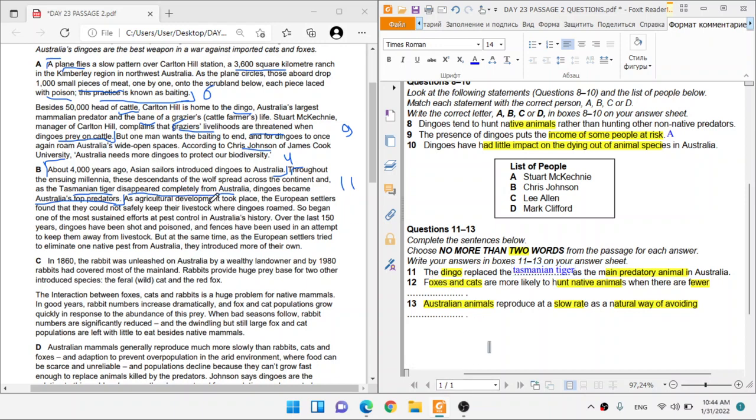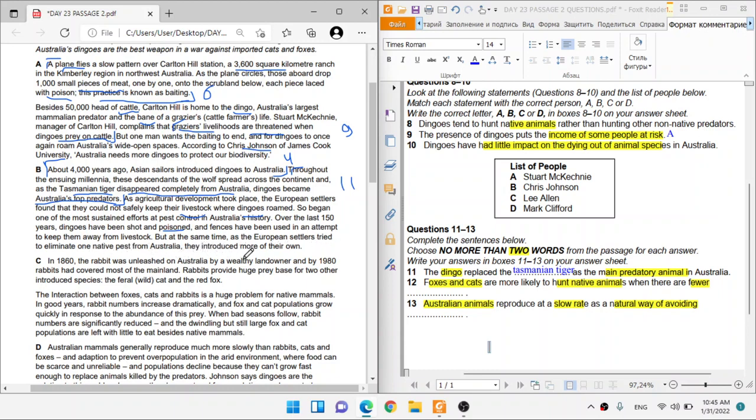As agriculture developed, European settlers found they could not safely keep their livestock where dingoes roamed. Obviously, livestock could not be kept because of the dingoes. So began one of the most sustained efforts at pest control in history. Over the last 450 years, dingoes have been shot, poisoned, and fenced out in an attempt to keep them away from livestock.